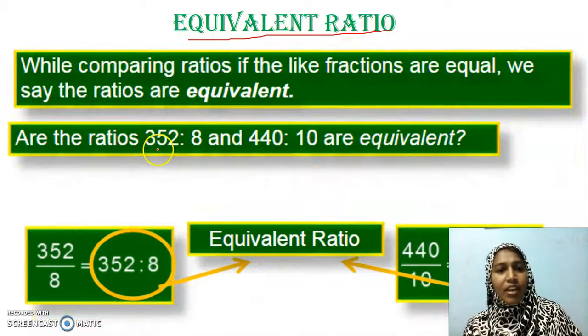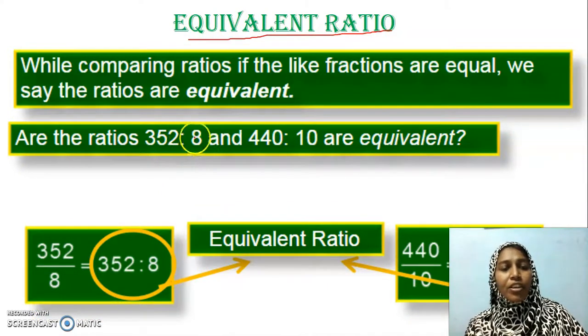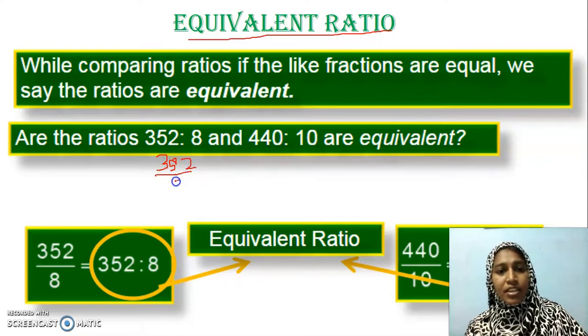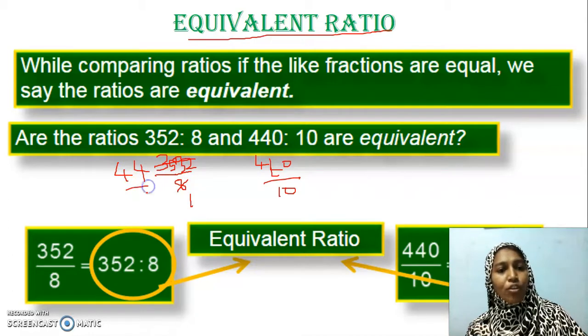Now let us see whether the ratios 352:8 and 444:10 are equivalent. As usual, I should make them into equivalent fractions. Only then I can compare it, isn't it? So first I write it in the form of a fraction as 440 divided by 10. Can I simplify this? Yes, of course. 1 8 is 8, 4 8s are 32, carry 3, again 32 I have, 4 8s are 32. So I got 44 by 1. Here also if I cancel in the 10 table, I get 44 by 1. So both the ratios are simplified to 44 by 1.